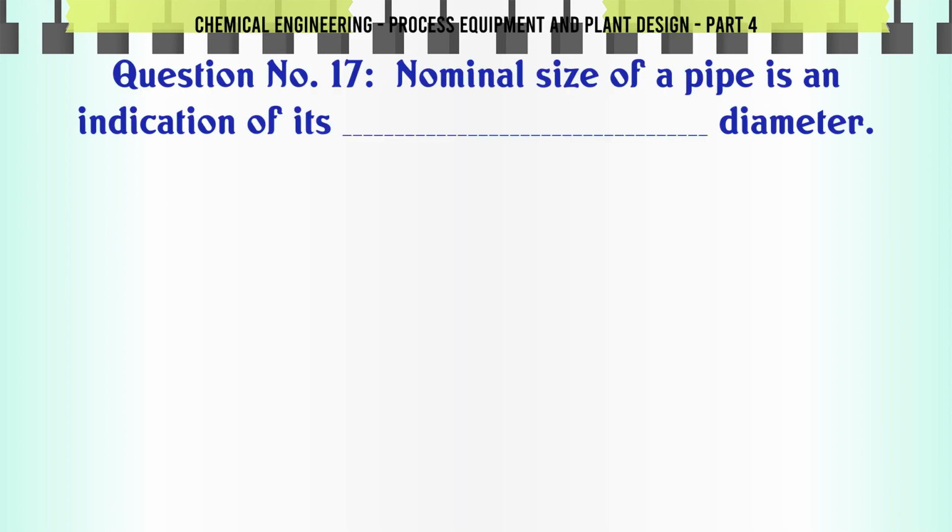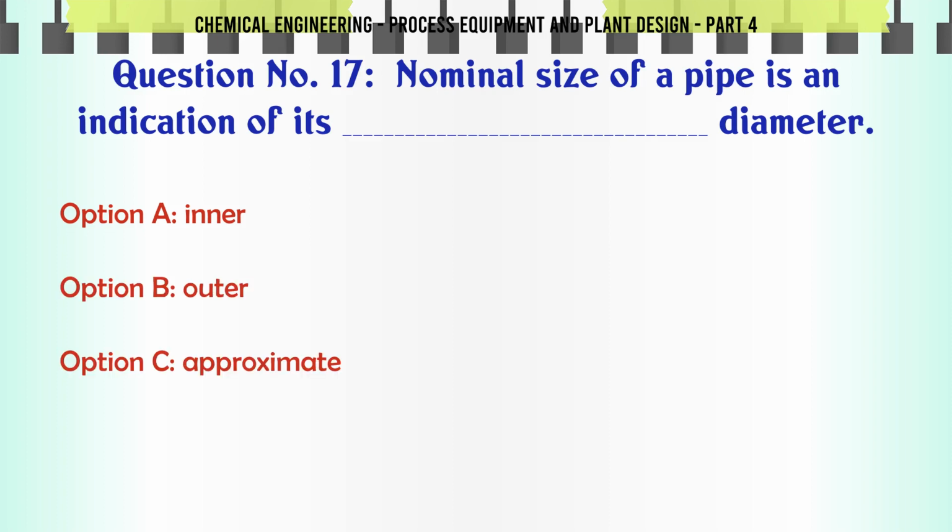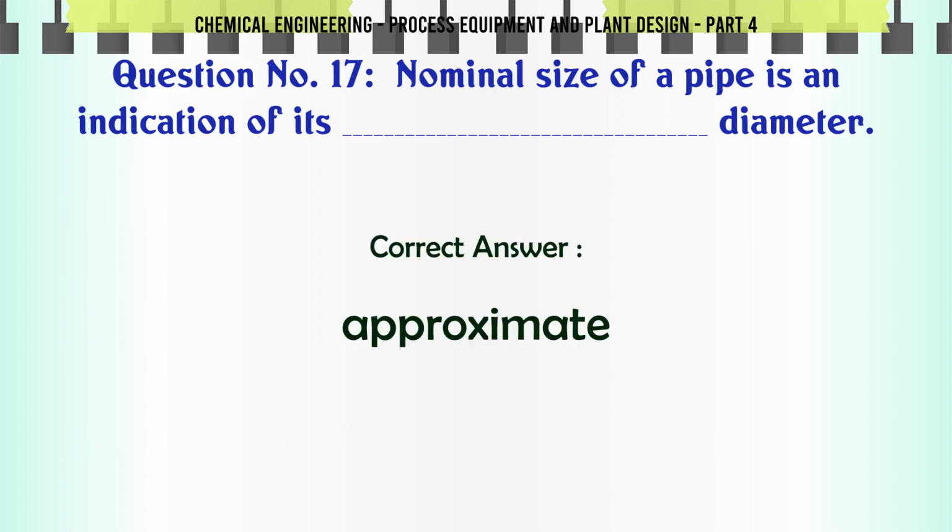Nominal size of a pipe is an indication of its diameter. A. Inner, B. Outer, C. Approximate, D. None of these. The correct answer is approximate.